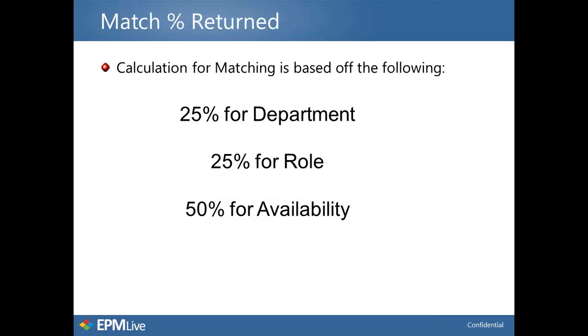You'll notice today she's going to use a match feature, and that match feature has a percentage returned value. The calculation for matching is based off of, number one, 25% if it is the same department that she's selecting, 25% for the role. So when she clicks match, you'll see a percentage to the far left-hand side in a column, and then 50% for the availability of that resource. So again, 25% if they're from the same department, 25% if they're for the same role, and then 50% based off of their availability.